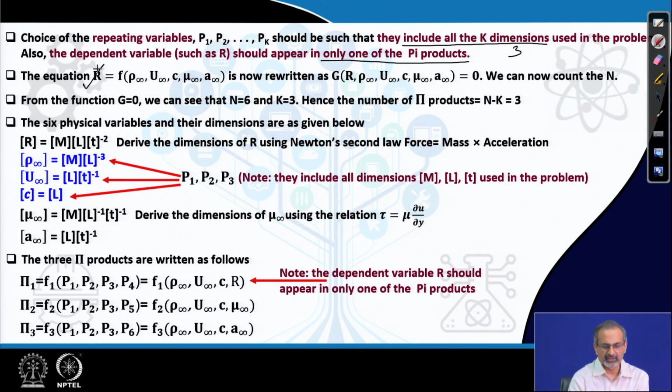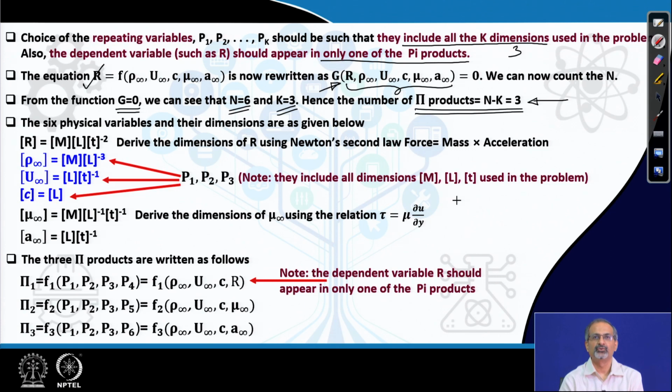So, this is the r equation that we are familiar with. You can also write it in a form like this, where r joins the list of variables and you have a function g equal to 0 representing the situation. In this g equal to 0 form, you can count the n, that is the number of physical variables. You already have a count of k, which is 3 for you. Thereby, you now have the number of pi products, which is given by n minus k according to the Buckingham pi theorem, which turns out to be 3. So, you can expect 3 pi products for this problem.